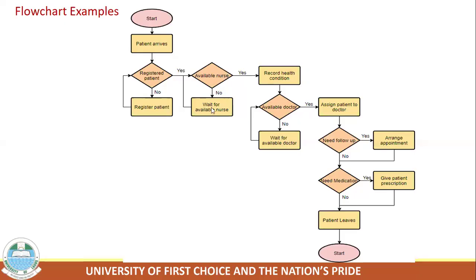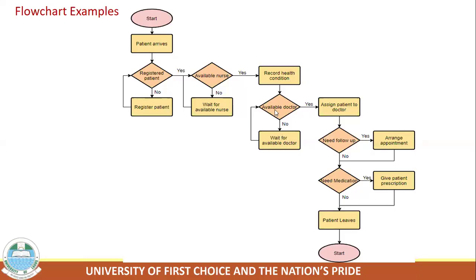Sometimes after checking the available nurse, if the nurse is available, you record the health condition. Sometimes when you go to the hospital, the first thing is they conduct some basic tests. They look at your temperature, they check your BP. Those are just basic. If the nurse is not available, you wait for an available nurse. Then the nurse can record your basic health condition.